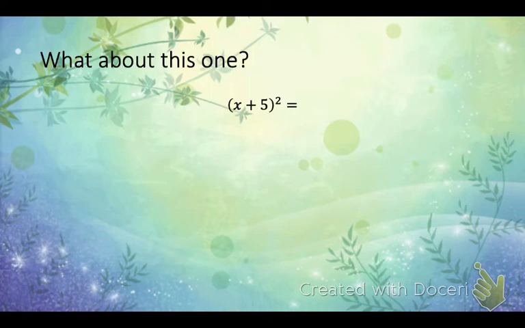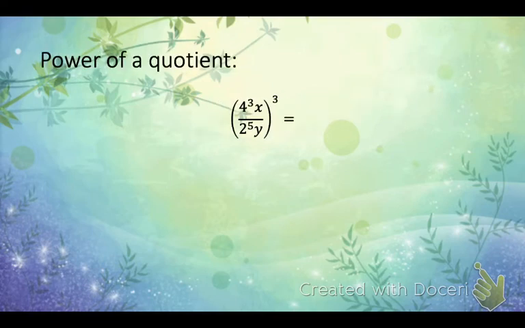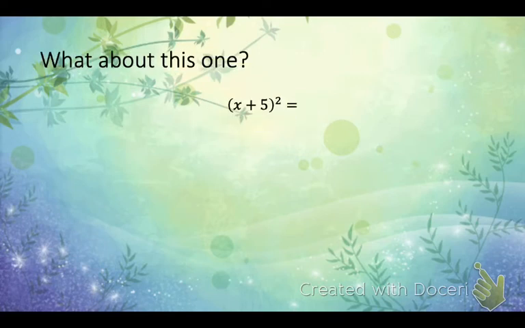Okay, so what about this one? If you are still thinking to yourself right now that the answer to this is x squared plus 5 squared, we have a huge problem. Okay? That is incorrect. You cannot do that anymore. Any of the problems that I just did, do any of these have pluses or minuses in them? No. Okay? So, exponent rules only work when we are multiplying our exponents and our bases and our numbers together. If you have a plus or minus within it, then you need to think about what this means.